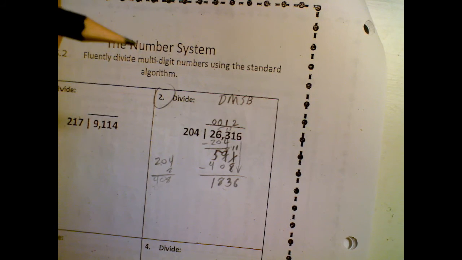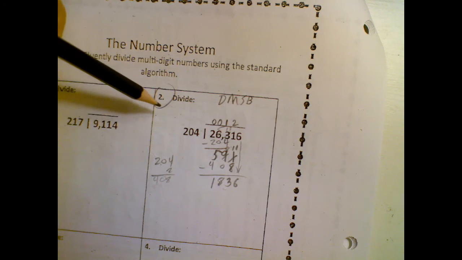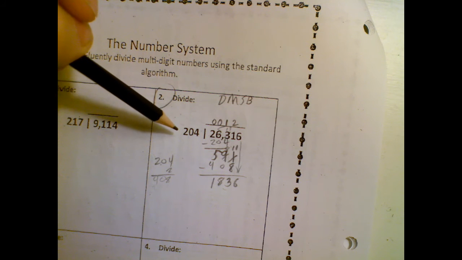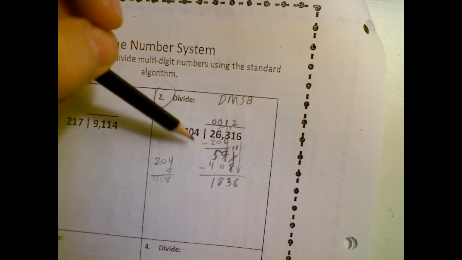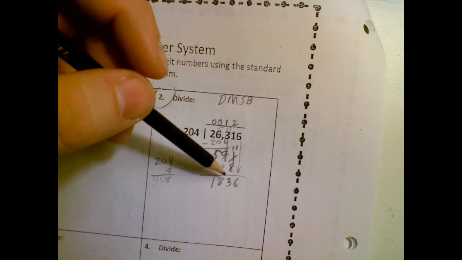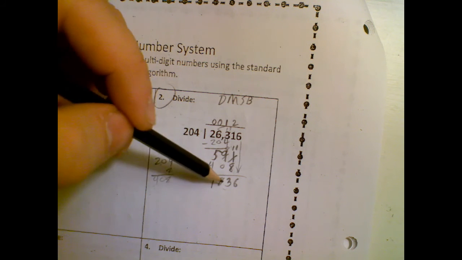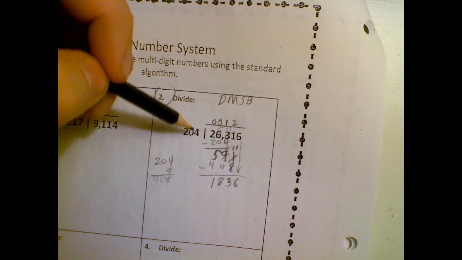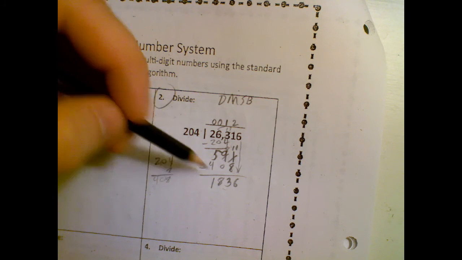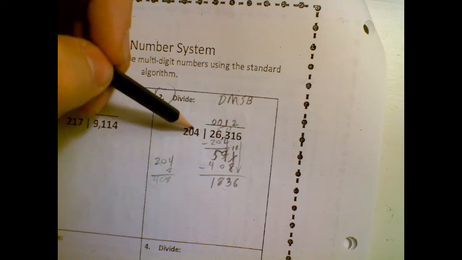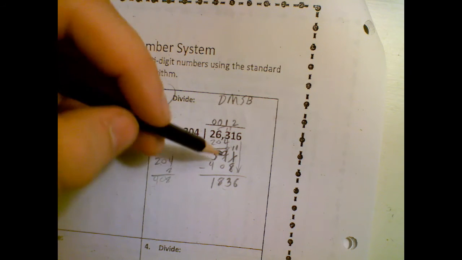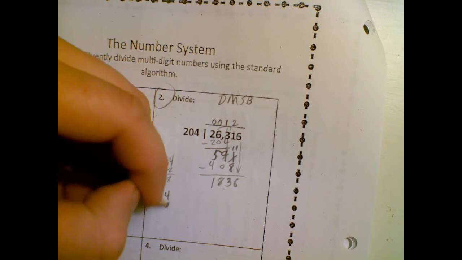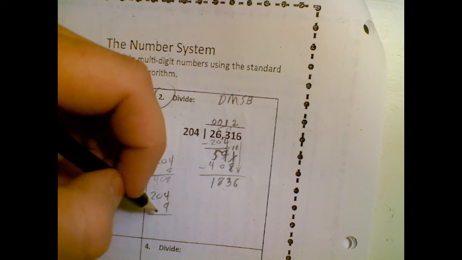All right, now, how many times do we think 204 is going to go into 1836? Okay, so let's see. So 2 times what would equal 18? I think 9 would work. Okay, so let's try 9. So 204 times 9. So 9 times 4.